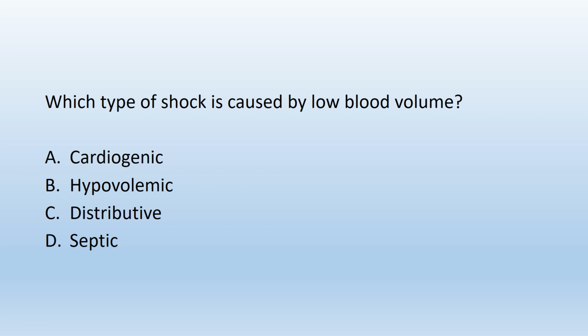What type of shock is caused by low blood volume? I'll give you a hint. If you just break the name down, you can figure it out. Yes, hypo means low and volemia means blood volume. And this can occur due to trauma, surgery, or third space fluid loss.